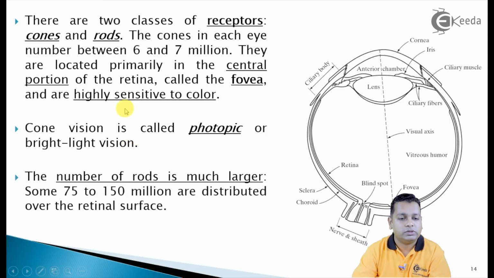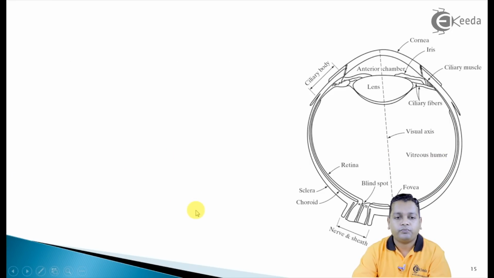Next to the cones we have another type of receptors. These are called the rods. The number of rods is much larger compared to the number of cones, and some 75 to 150 million are distributed over the retinal surface. So basically the cones occupy the central position of the retina near the fovea, whereas along the entire retina, along with the cones, we have the rods distributed.